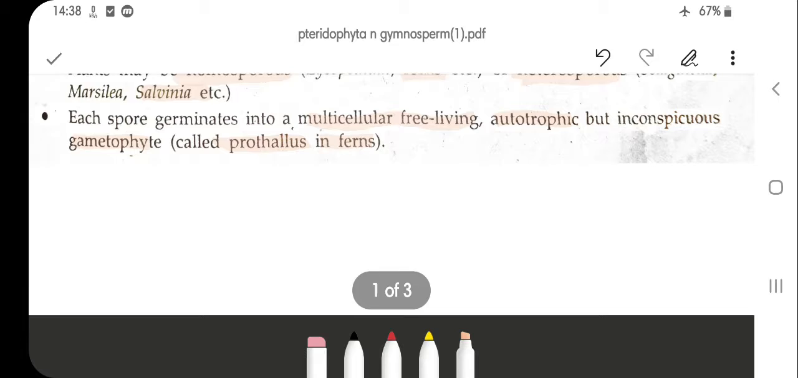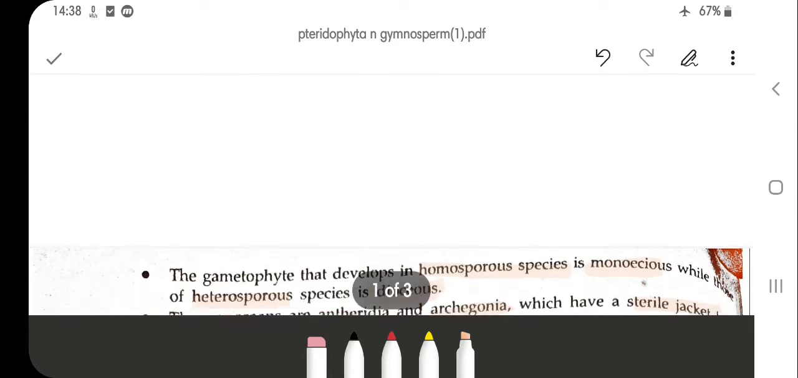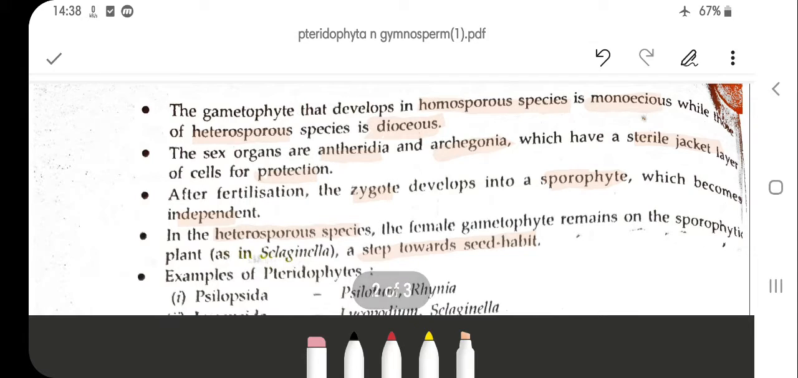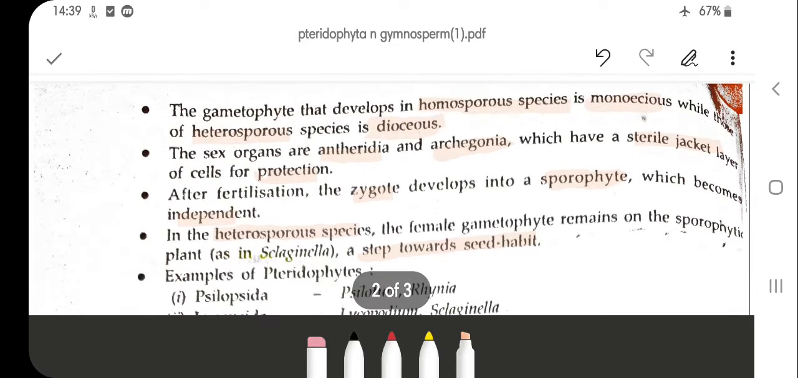The gametophyte in the pteridophyte is known as the prothallus. The gametophyte that develops in homosporous species is monoecious, and in heterosporous species it is dioecious, meaning they may be bisexual or unisexual. The sex organs are antheridia, the male, and archegonia, the female, and they are enclosed in a sterile jacket for protection.